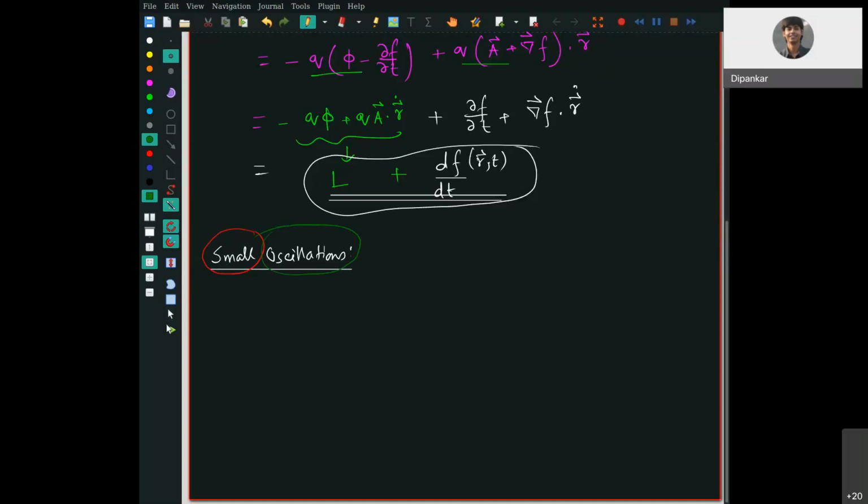I will borrow your intuitions from the usual case of the simple harmonic oscillator. For the simple harmonic oscillator, you know the Lagrangian is p squared over 2m, I am talking about in one dimension, minus half m omega squared x squared. This is the Lagrangian.